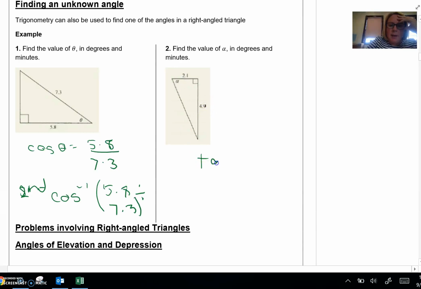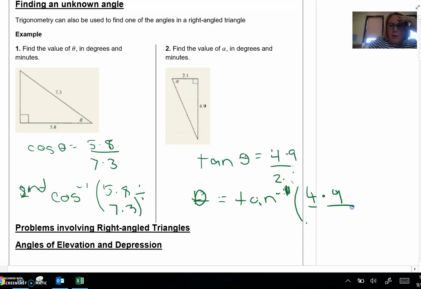This one's tan. Tan theta is 4.9 on 2.1. Theta is inverse tan. You don't have to write this, you can just write the answer. Because I don't have the calculator and I'm doing notes, I'll write the steps: 4.9 divided by 2.1. That should give you an answer.